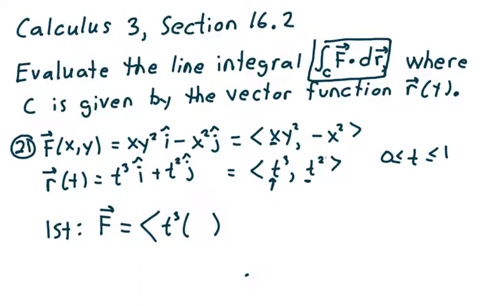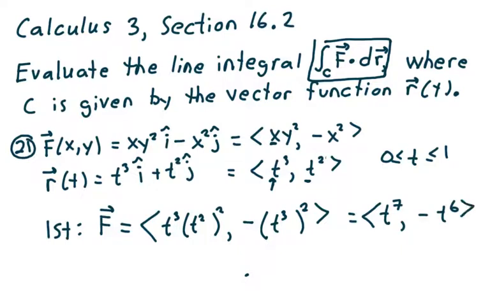So I'm going to write t cubed times t squared, squared. That's the first component. The second component is negative of, now x is t cubed, so I'm going to replace x with t cubed and then square it. Now if I simplify a little bit, t squared to the second is t to the fourth. t to the fourth times t cubed is t to the seventh. That's the first component. And negative t to the sixth is the second component. So that's expressing F in terms of t.